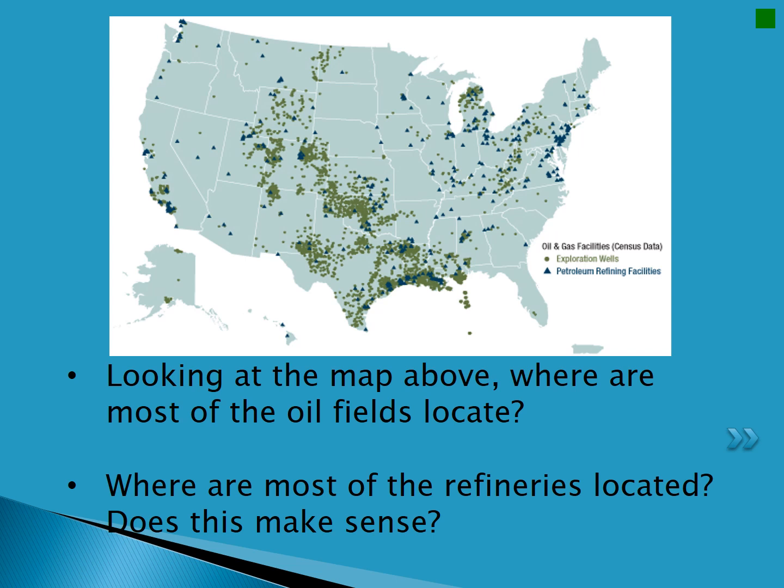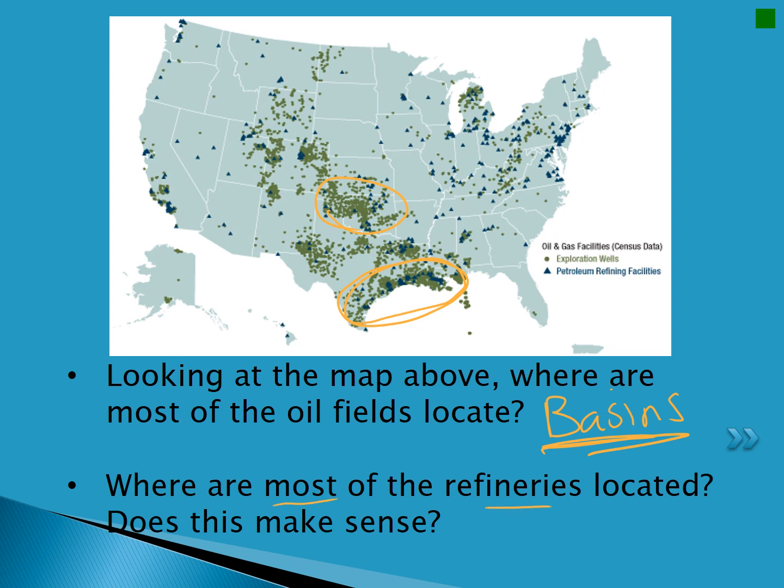Well, a lot of the wells are on the coast. Okay, but what else, you can say, the basins. A lot of them are found in the basins, meaning the deep little areas where oil is naturally going to gravitate towards. And where are most of the refineries located?